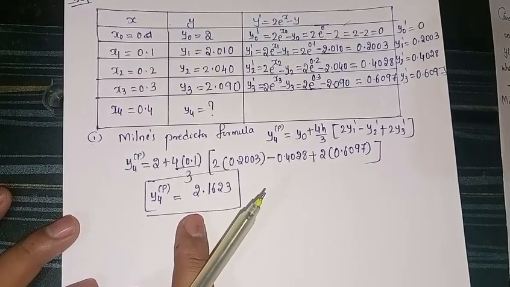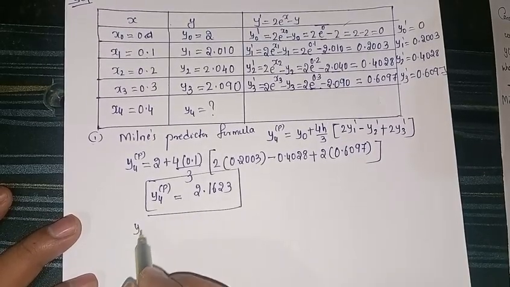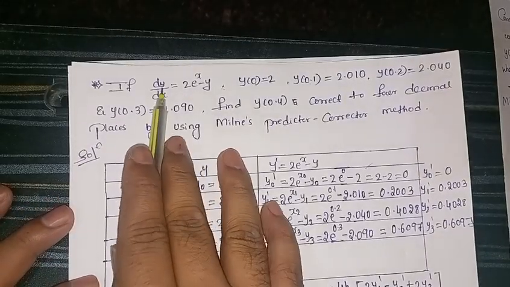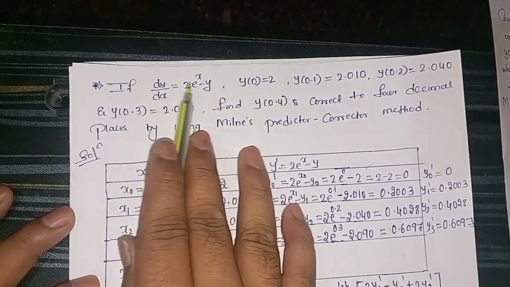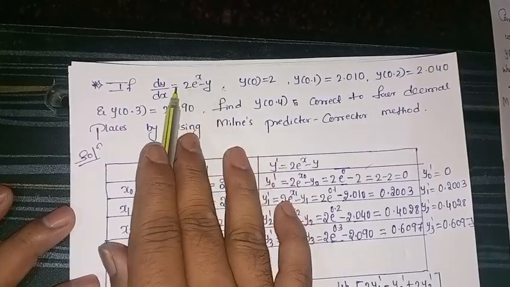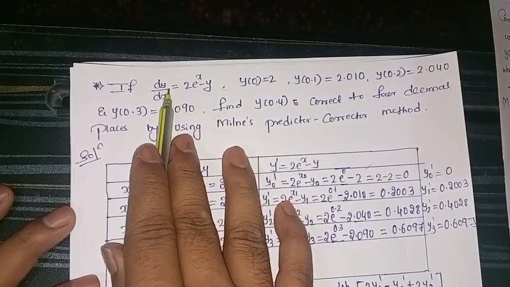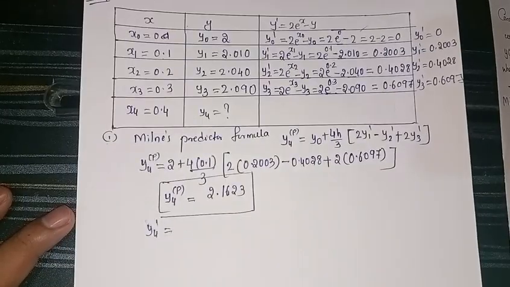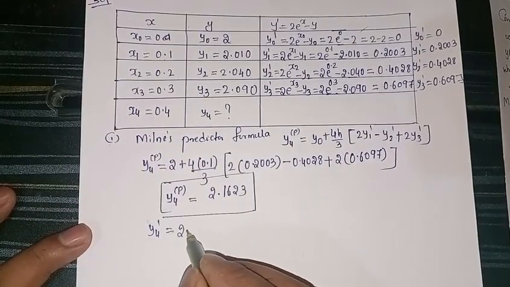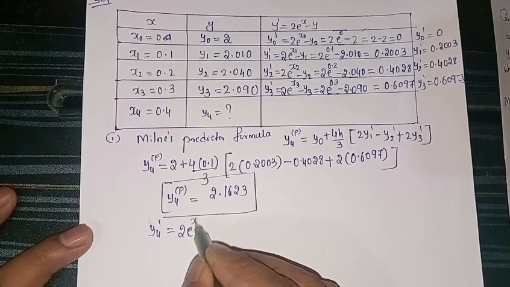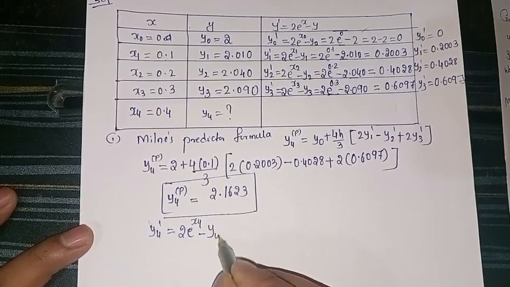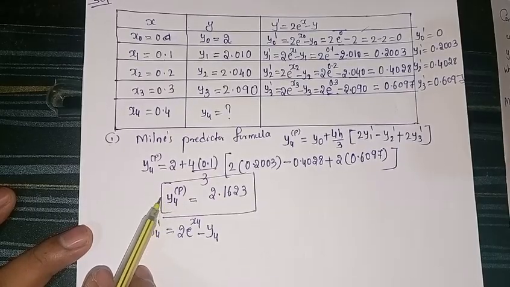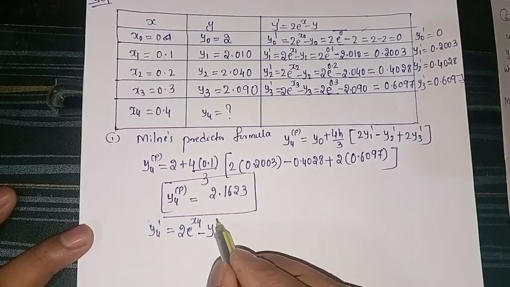So how to find out y4 dash? So y4 dash equal to, here we have the definition or the given function. This is y dash. y dash value is what? 2 e power x minus y. So for y4 dash I have to replace x by x4 and y by y4. That is our y4 dash, right? So 2 into e power x4 minus y4. This y4 we don't know. So what is the recent y4 we got? This predicted value, that we have to write.